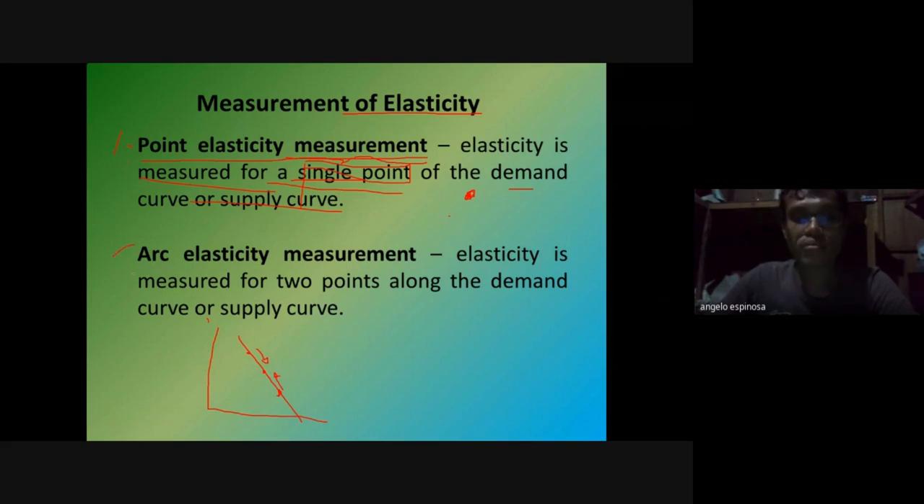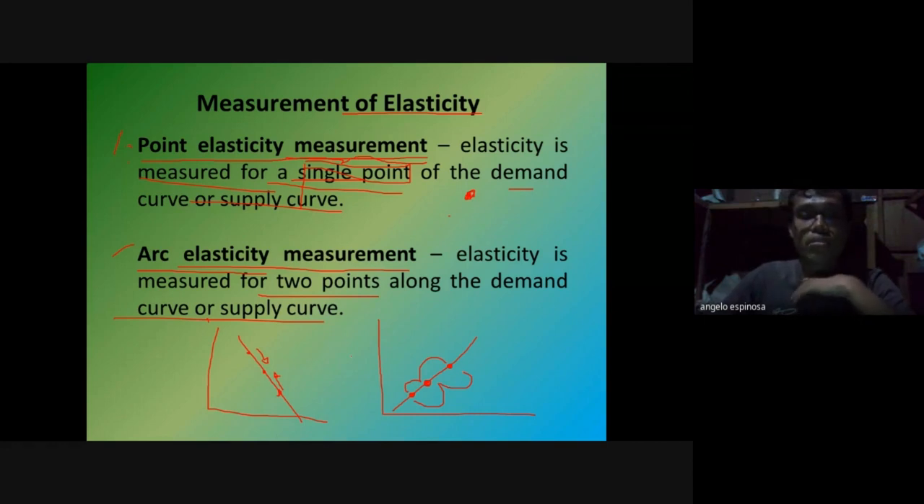Okay? Number two, we have the arc elasticity measurement, which is known as the average point. The average point, which is elasticity, is measured for two points along the demand curve or supply curve. Ano ibig sabihin yan? If this is the curve of the supply, we have two points. Pag sinabi niyang two, ibig sabihin, nagkakaroon ng relationship between the former and latter point. Ano ba yung former, yung dati, at saka latter, yung bago, na papalitan na. So two points that have a relationship to each other, that is what we call arc elasticity measurement. Yung parang pa-arc na ang porma niya, yung parang letter C.